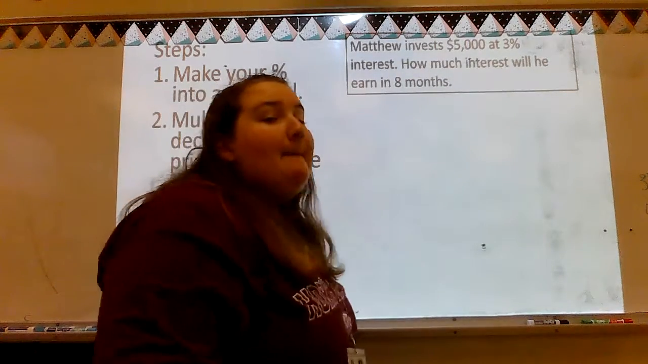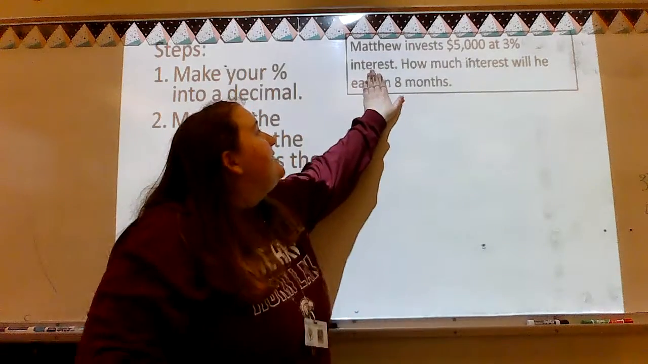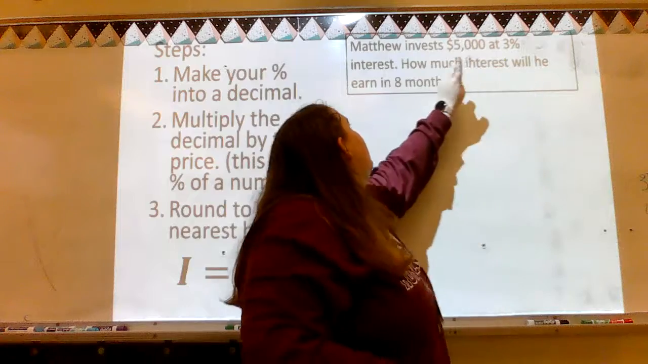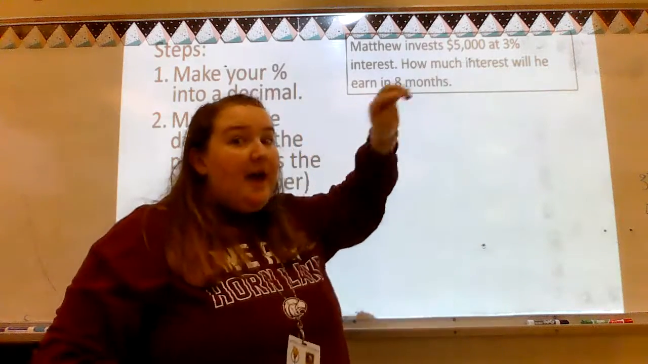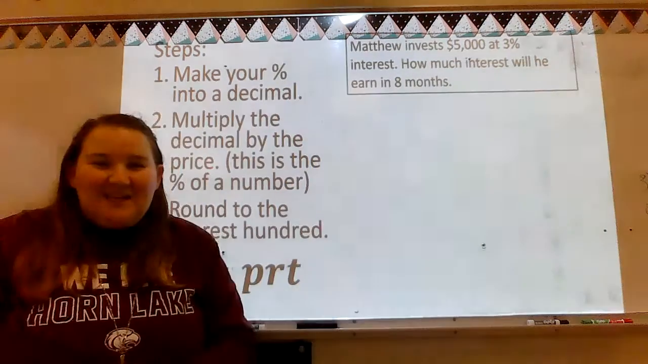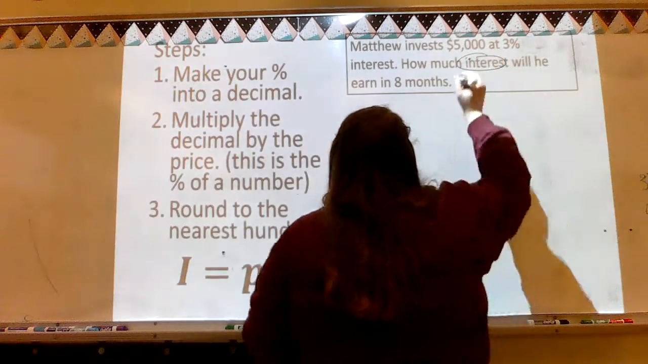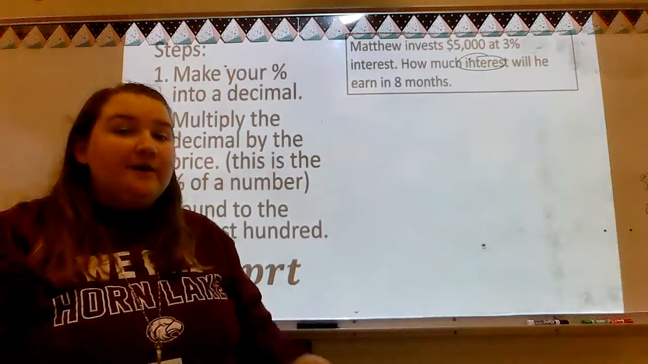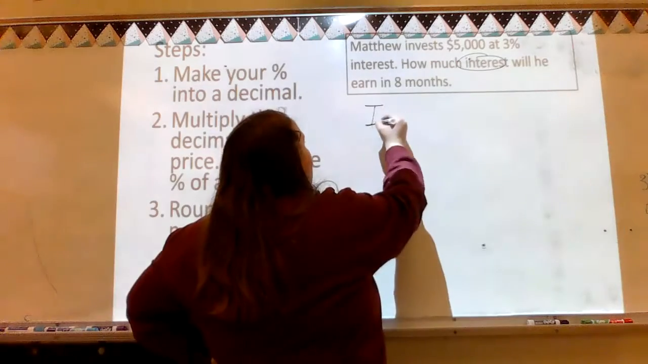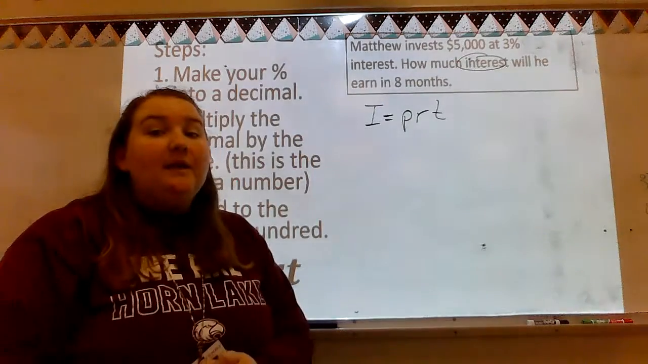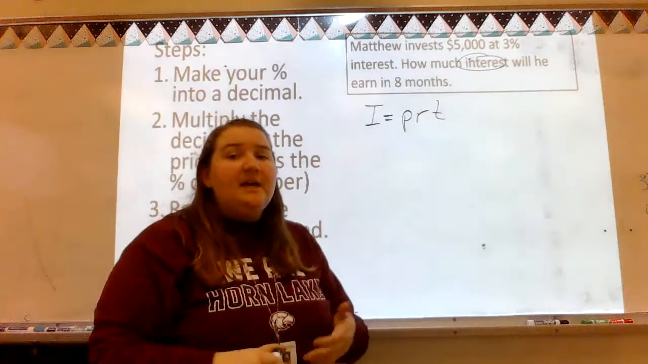Okay, Matthew invests $5,000 at a 3% interest. How much interest will he earn in 8 months? Okay, so what's the key word here? Interest. I'm going to circle interest. Okay, what's the formula for interest? I equals PRT. Okay, now we're going to take what we know, treat this like an equation.